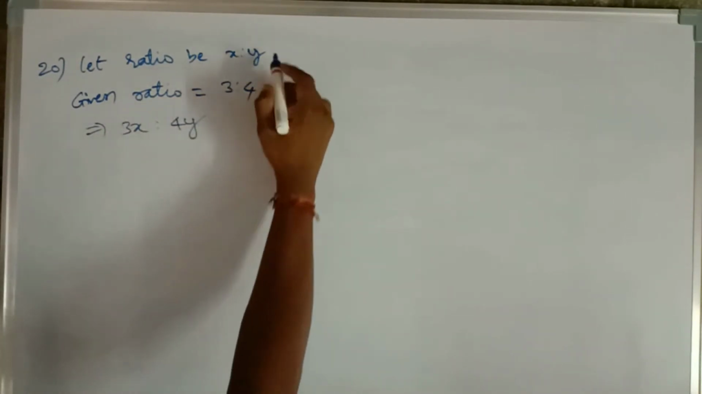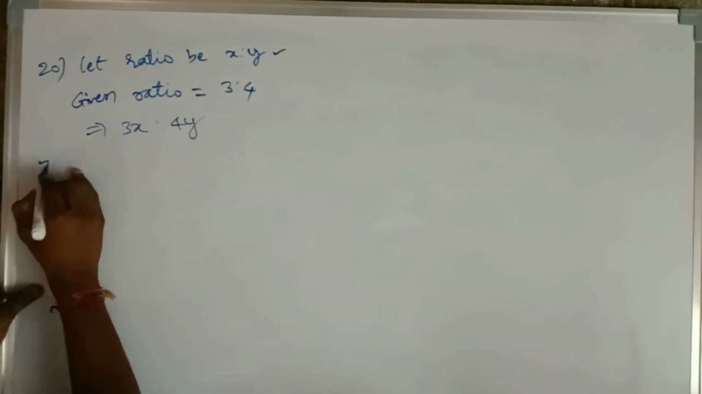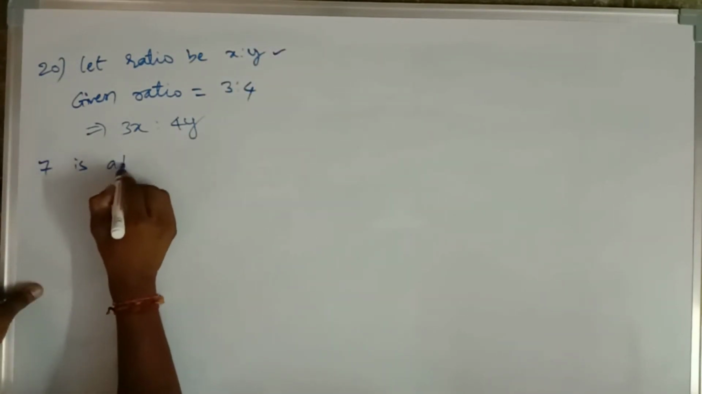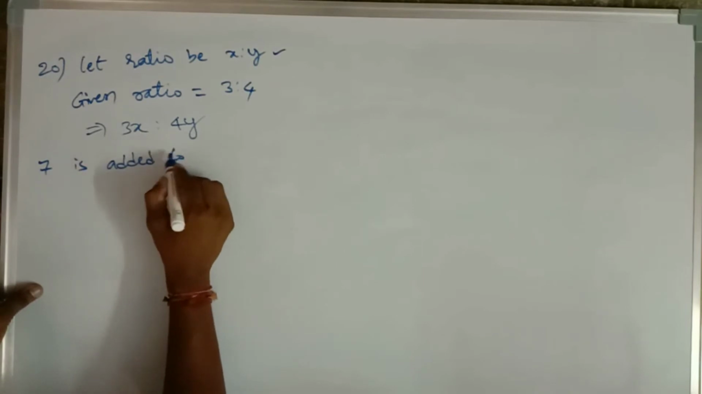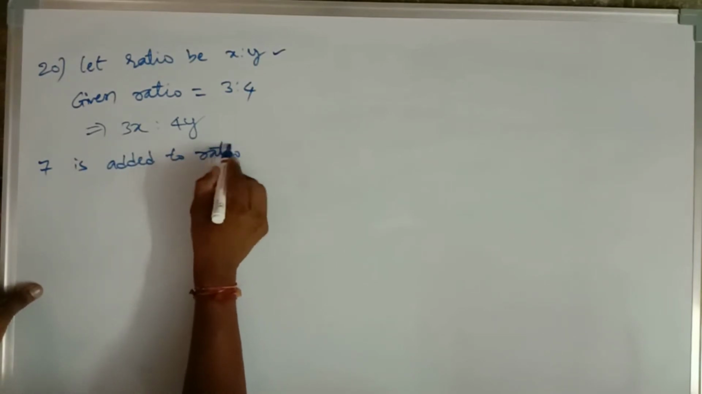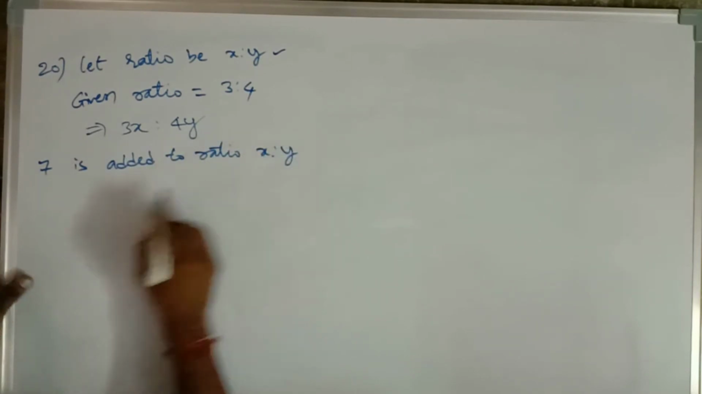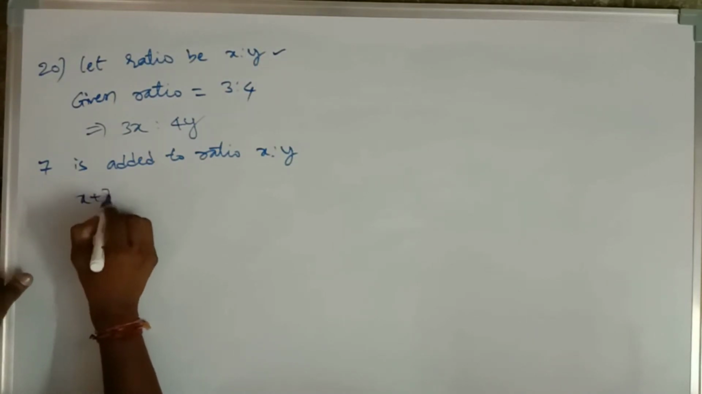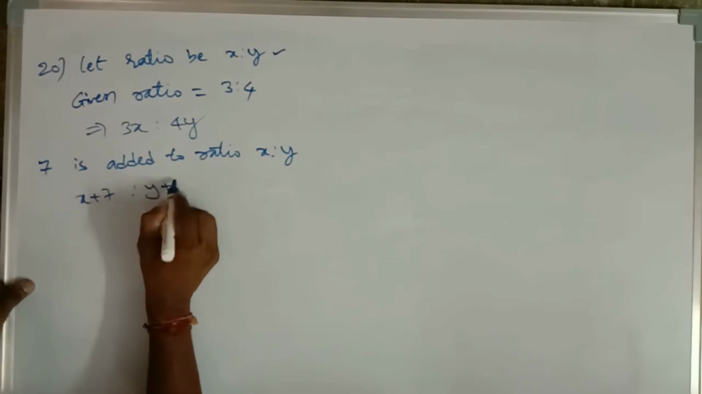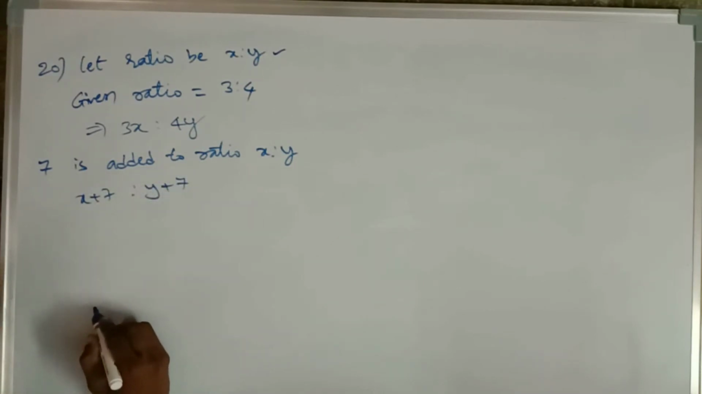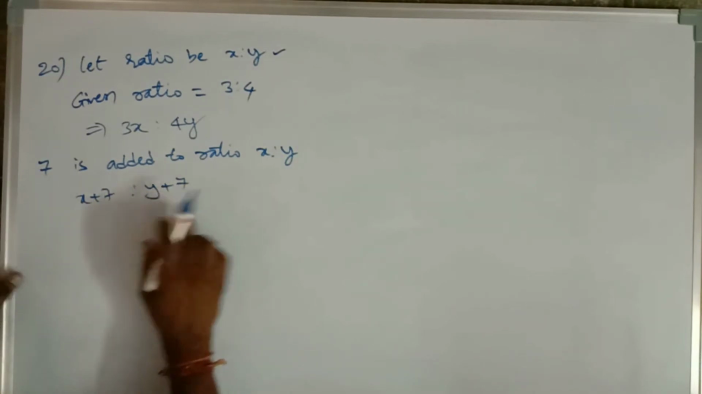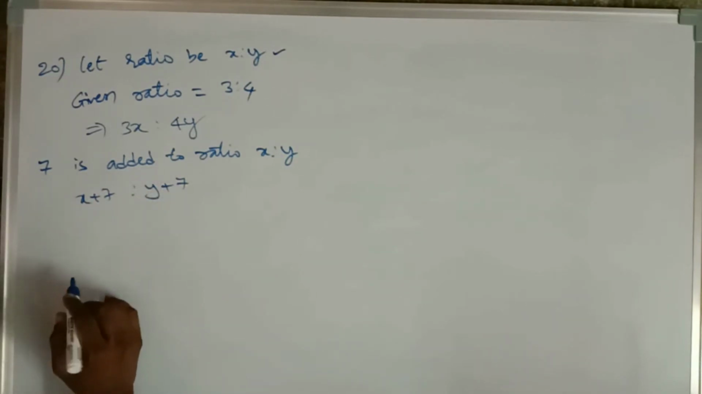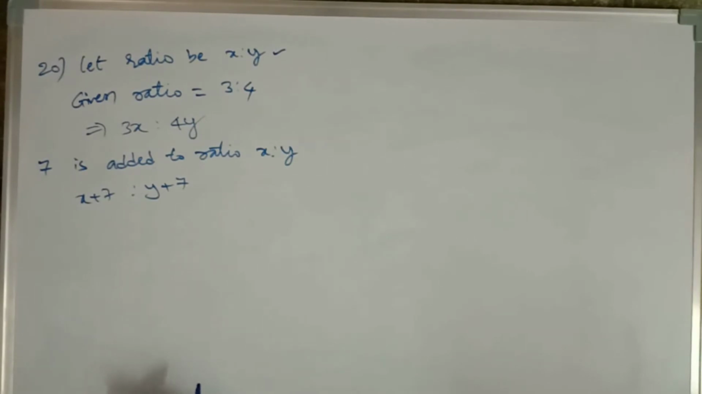And to this ratio 7 is added. 7 is added to the ratio x is to y. Now that is x plus 7 is to y plus 7. Okay. Now to this x plus 7, when I am simplifying this, I am going to get the value of 4 is to 5.